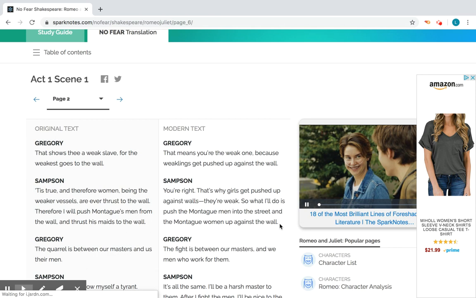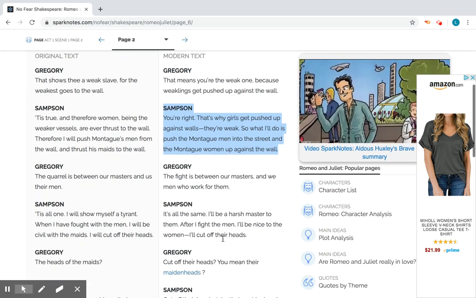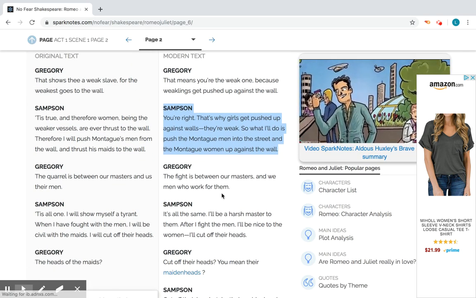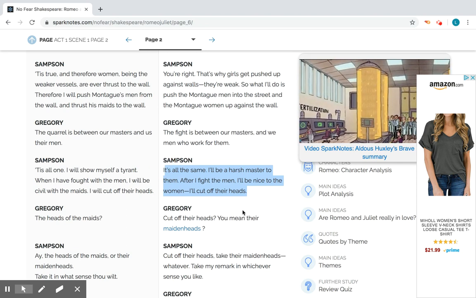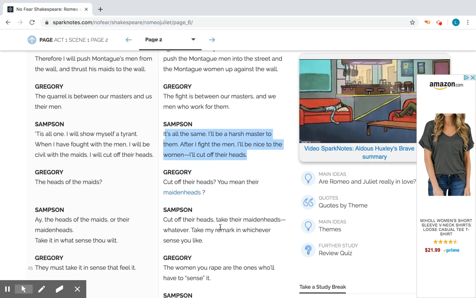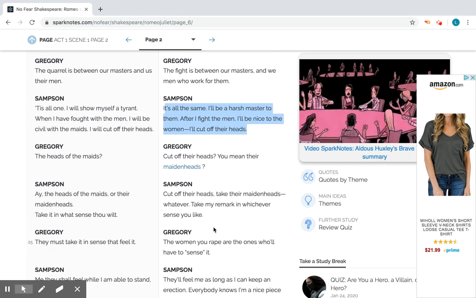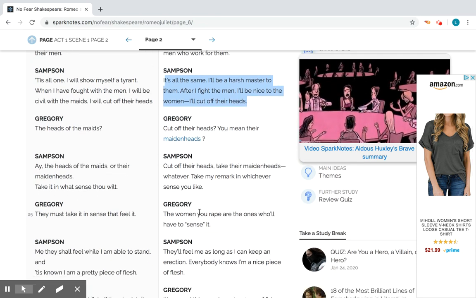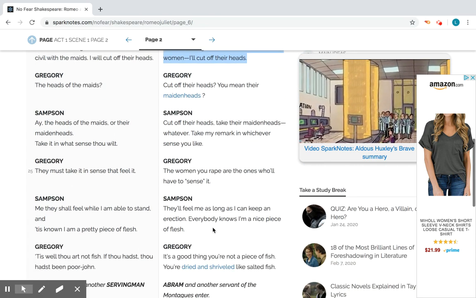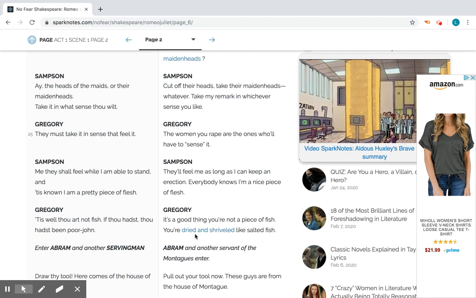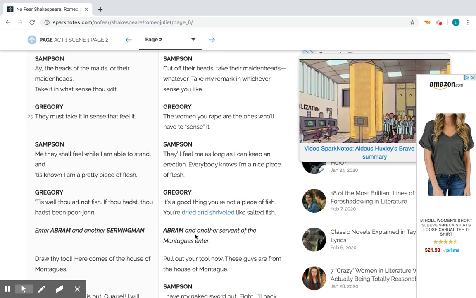True, and therefore women, being the weaker vessels, are ever thrust to the wall. Therefore I will push Montague's men from the wall and thrust his maids to the wall. The quarrel is between our masters and us, their men. 'Tis all one. I will show myself a tyrant. When I have fought with the men, I will be cruel with the maids. I will cut off their heads. The heads of the maids? Aye, the heads of the maids, or their maidenheads. Take it in what sense thou wilt. They must take it in sense that feel it. Me they shall feel while I am able to stand. And 'tis known I am a pretty piece of flesh. 'Tis well thou art not fish. If thou hadst, thou hadst been poor John.